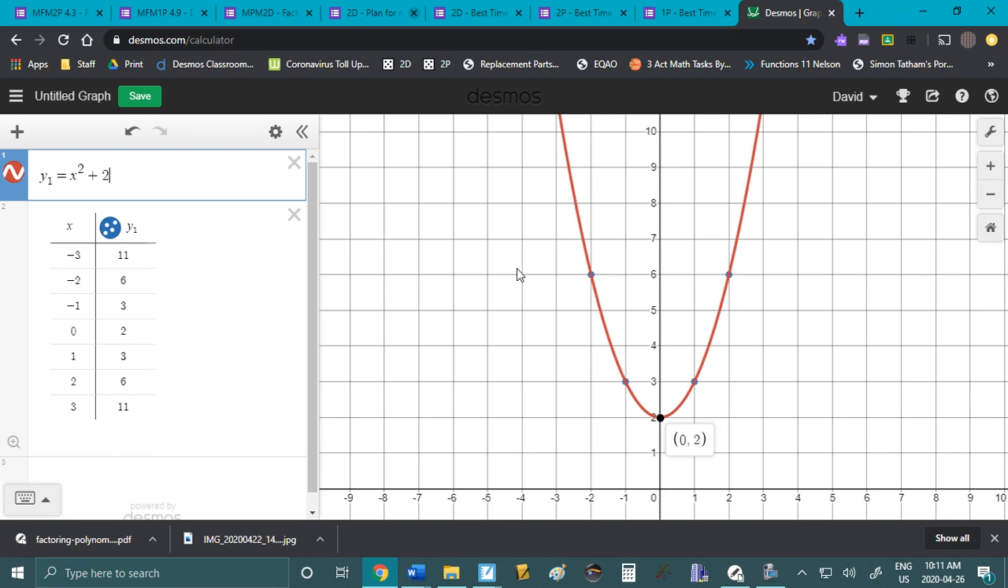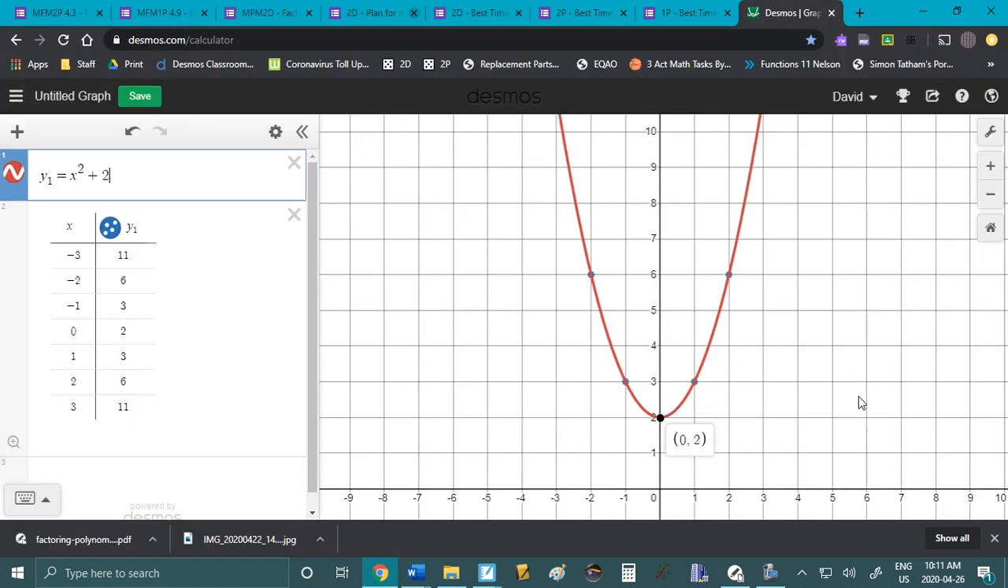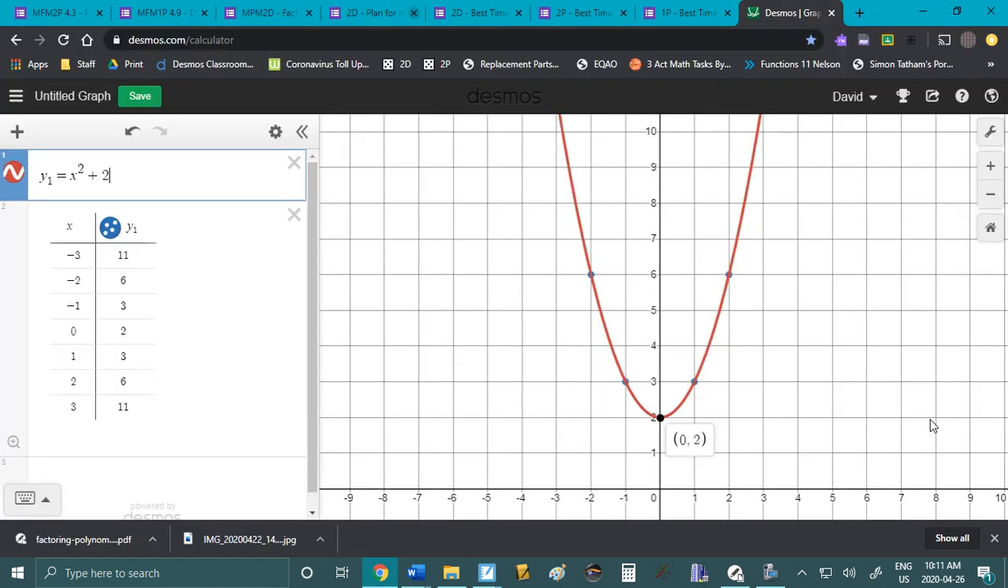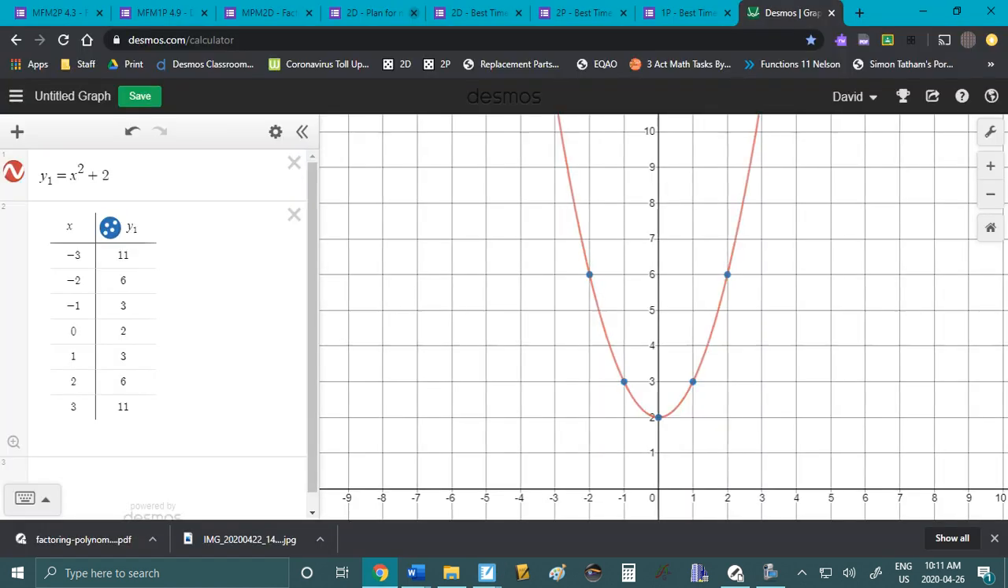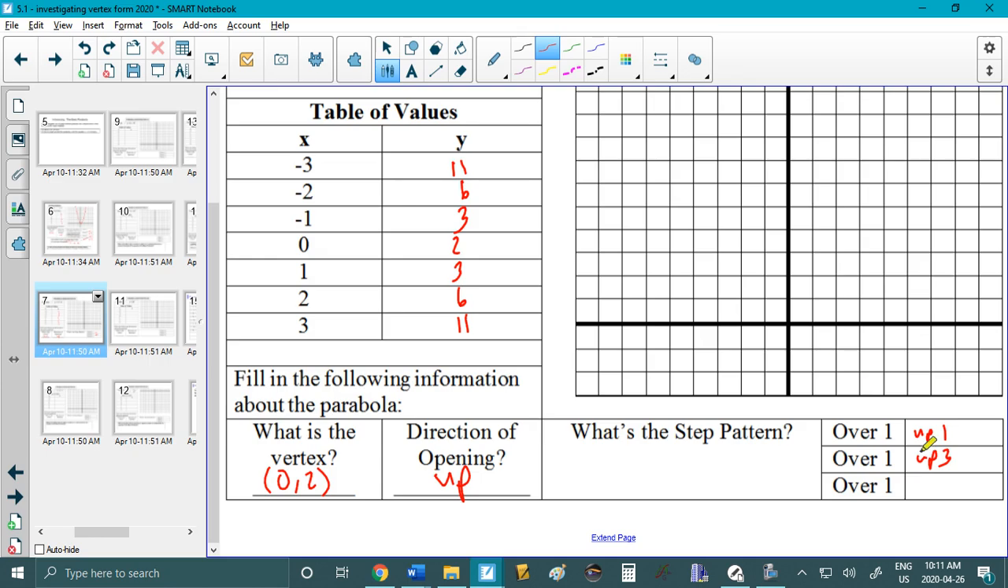And now let's check the step pattern. So the step pattern from the vertex is over 1, up 1. And then from this point, over 1, up 3. And then, if you move here, you can find the next point. Over 1, up 1, 2, 3, 4, 5. Okay, so over 1. So the step pattern is unchanged.